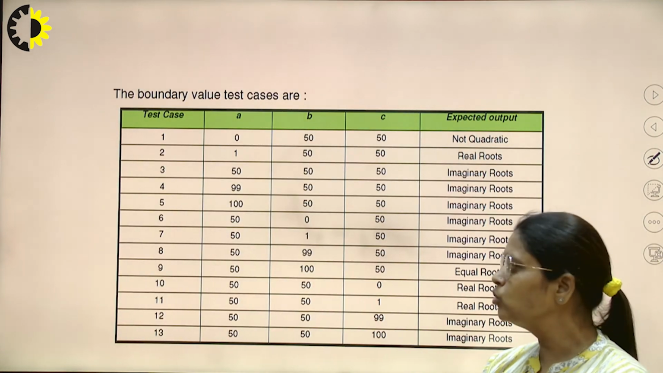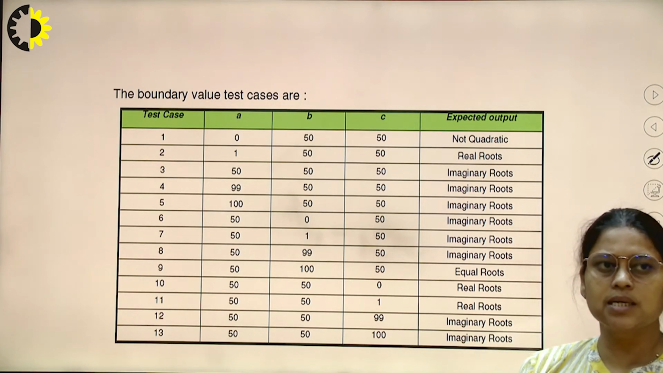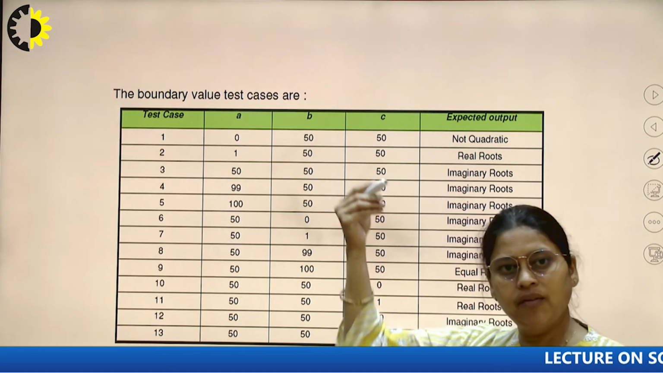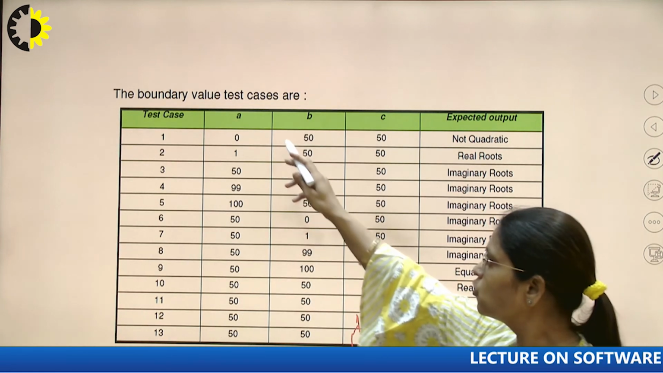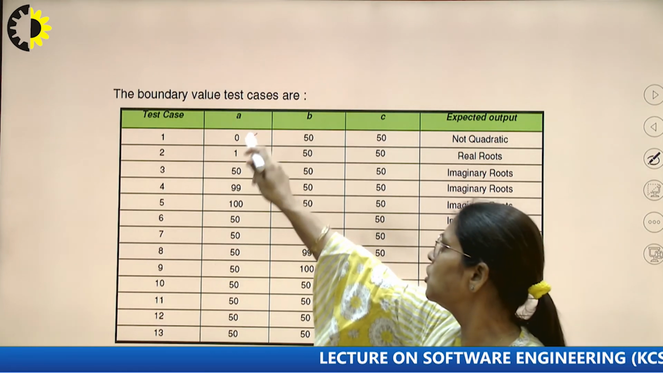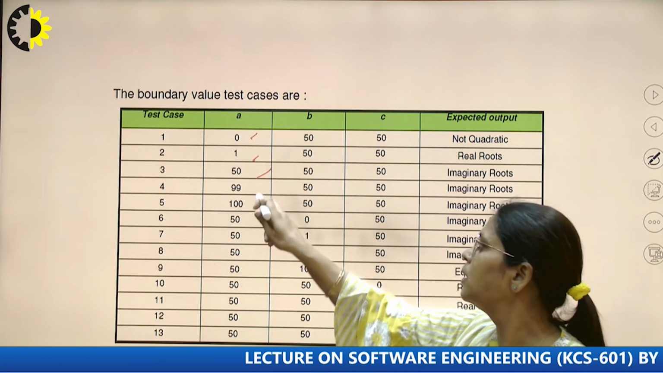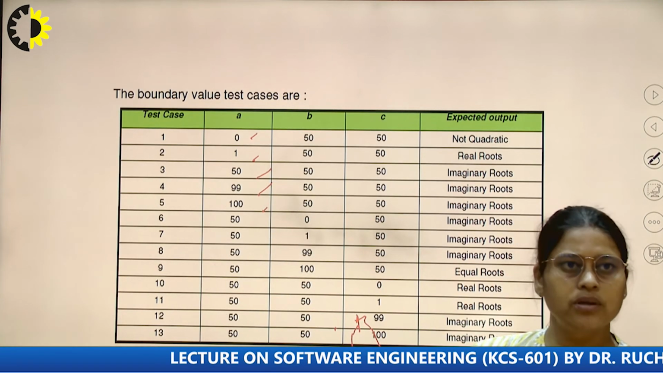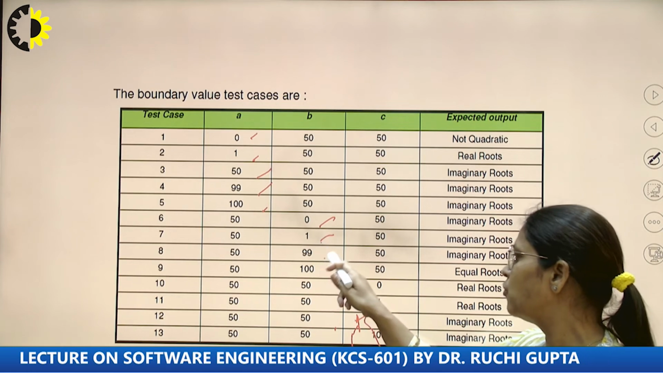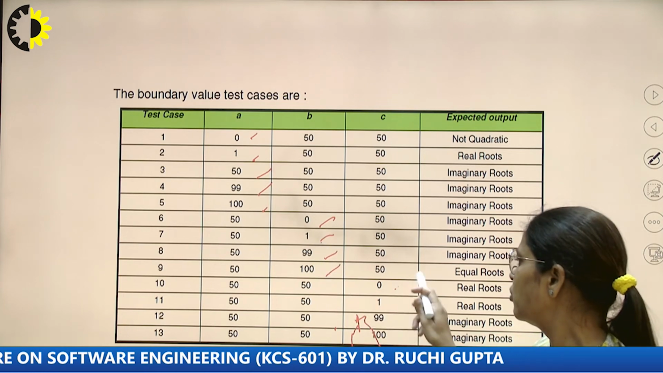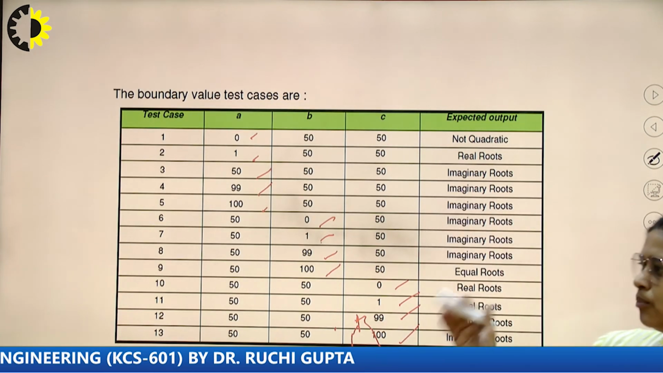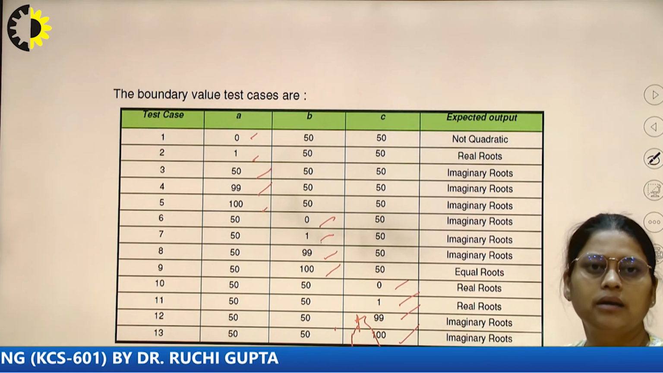So, here we have to generate 13 test cases, and we will put each and every variable on the boundary. First of all, we put A on the boundary, then B, then C. So 0, 1, 50, 99, or 100. These are the boundaries of A. Now put B on the boundary, 0, 1, 99, 100. Then put C on the boundaries.